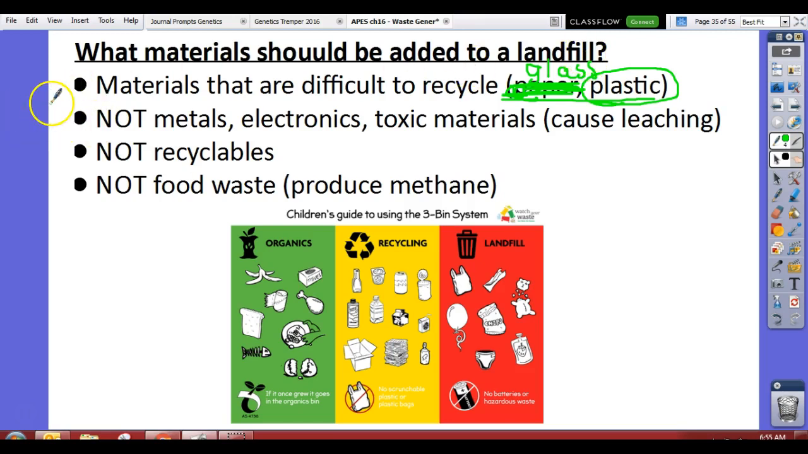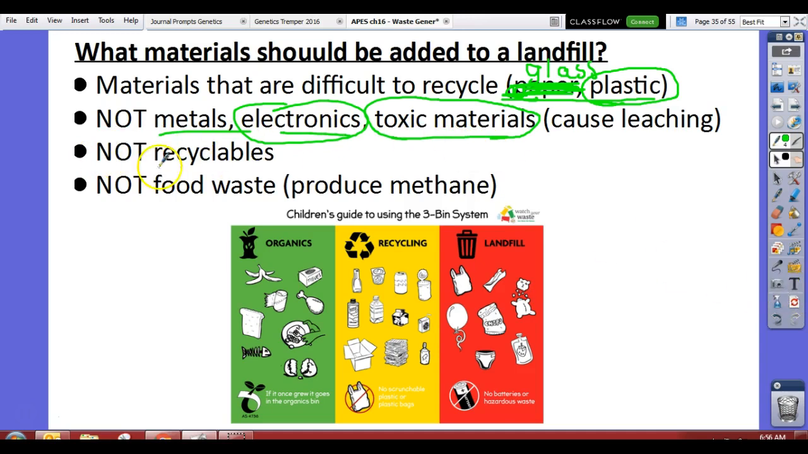What should we not include then? Do not include metals, electronics, or toxic materials. For example, electronics, we talked about e-waste. All of them have those harmful toxins in them. Any kind of toxic chemicals, we'll talk about those. Those are considered hazardous wastes. Those would be like paint or chemicals or cleaners.